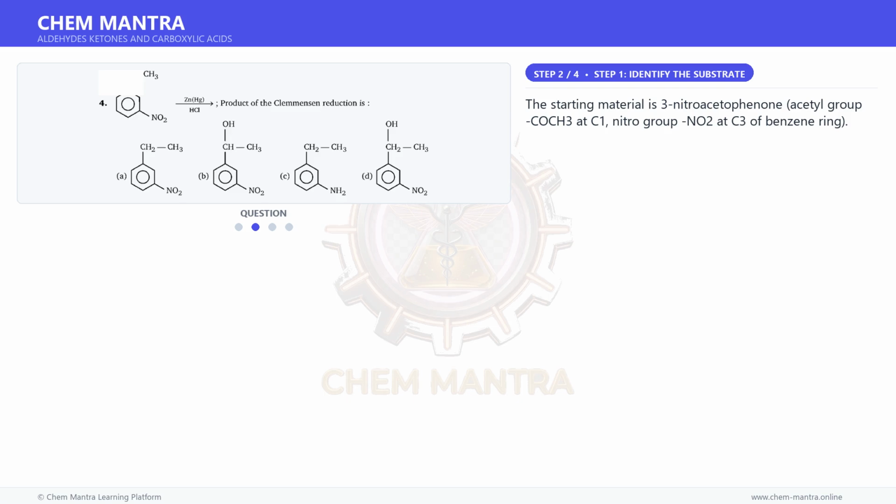Moving on to the next step. The starting material is 3-nitroacetophenone, with an acetyl group, COCH3, at C1 and a nitro group, NO2, at C3 of the benzene ring.